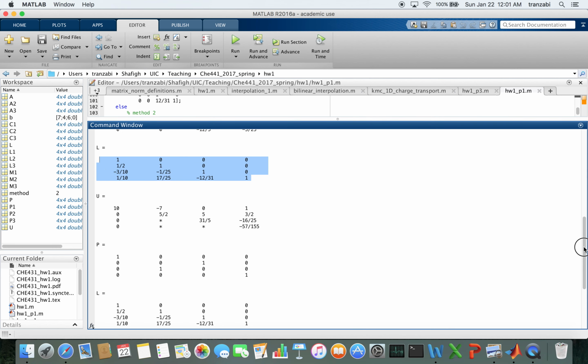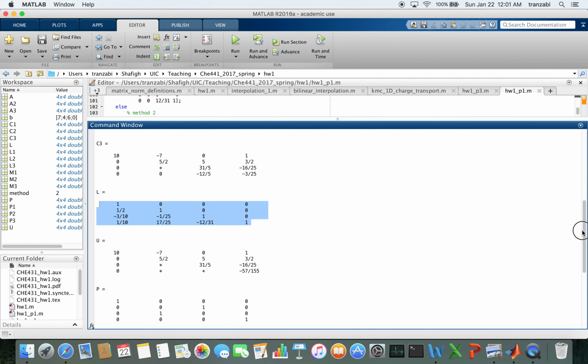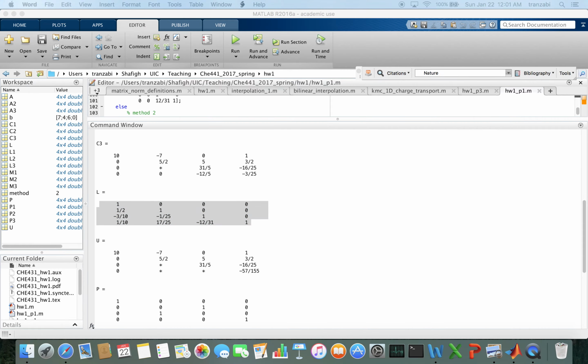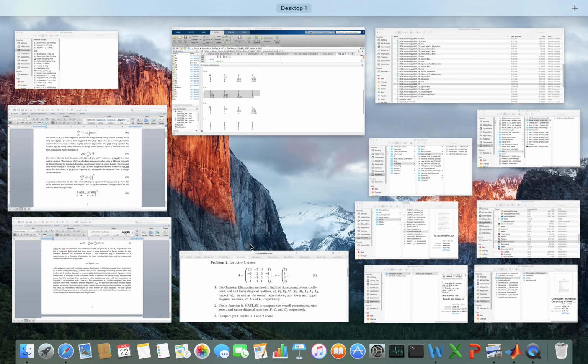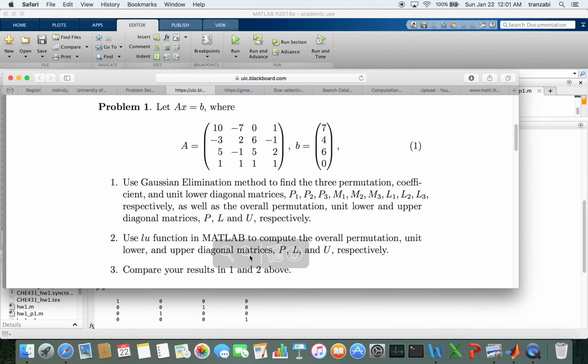So regardless of which method we use, down the road we get the same L, U, and P. This actually solves parts 1, 2, and 3 of problem 1. So hopefully this can help you solve problem 1.